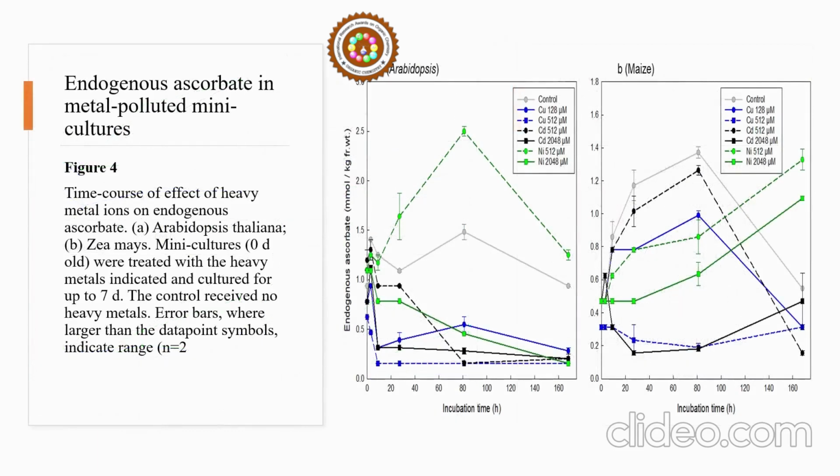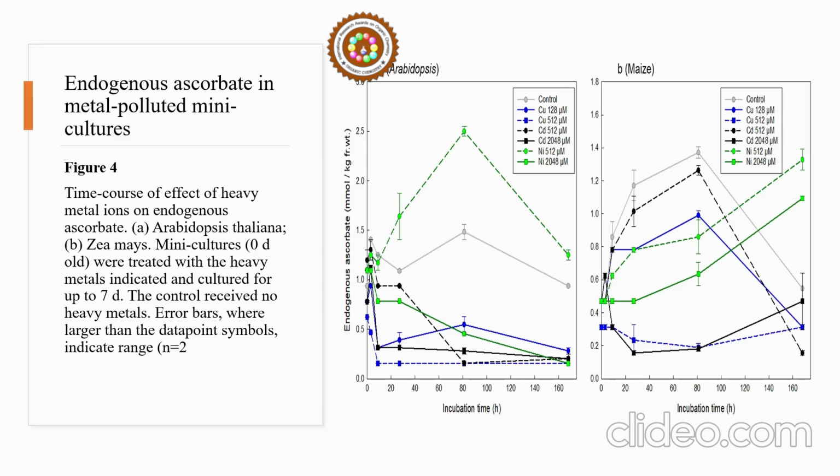And regarding the endogenous ascorbate in metal polluted mini cultures, we have again a time course study with an interval of 20 hours, up to 60 hours, in both plant species, Arabidopsis and maize, and all cultures are being treated or not treated. The not treated serve as control and the treated ones as copper 2 concentrations, cadmium 2 concentrations, and the nickel 2 concentration for both plant species.